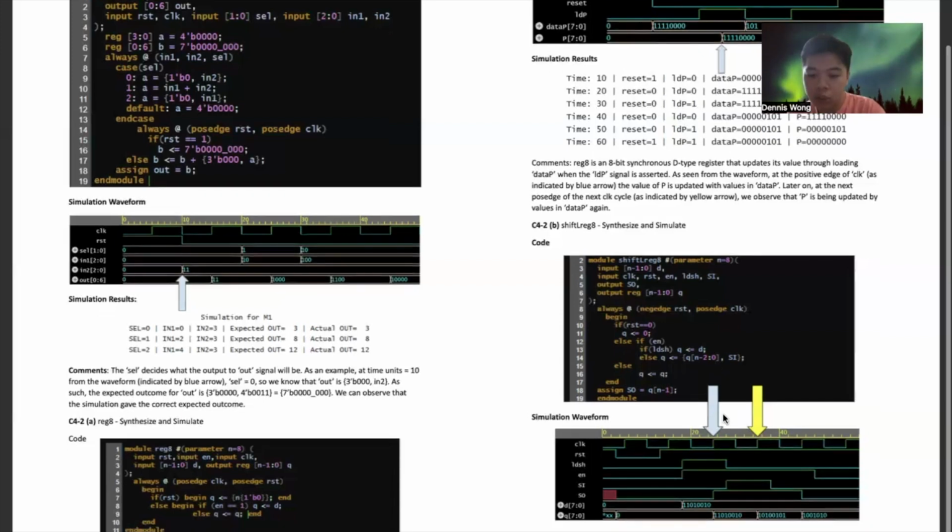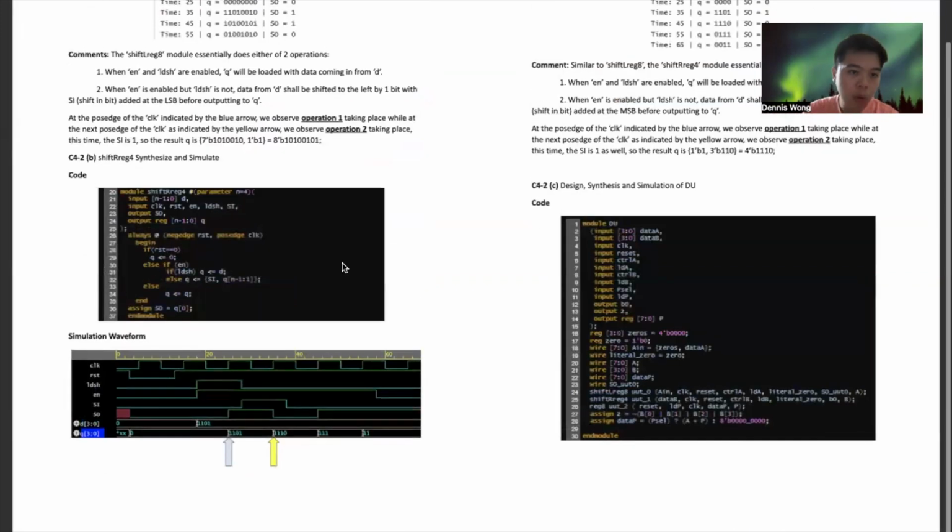Let's look at the simulation result. So this is the data. We call it D. So it's this number right here. And then at this point in time, shift in is a 1. And when LDSH, like we mentioned previously, is not asserted, it will be shifted to the left. And then the shift in bit is 1. So this whole sequence right here, shifted to the left, 101, 0010, 101, 0010, and then the shift in bit is 1. So 1 at the back.